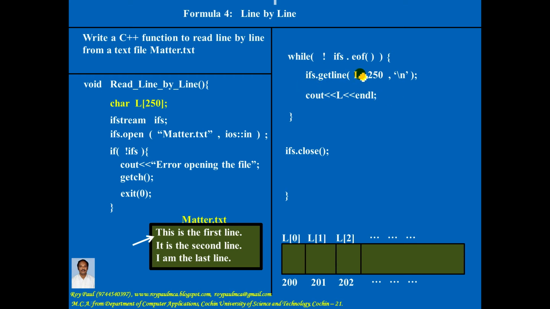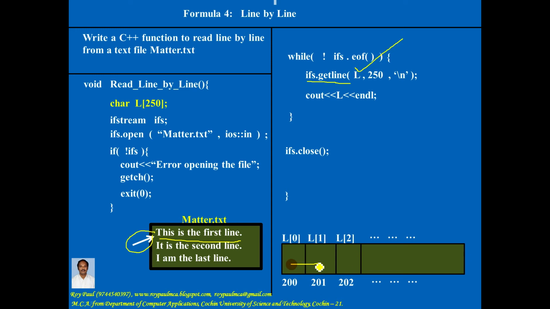ifs.getLine takes three arguments. Argument 1, the name of the character array where you plan to save each and every line. Second argument, the size of the character array, here 250, a sufficiently large size. And the third argument, the delimiter character. Now ifs.getLine does two things. One, from the current file pointer position, it reads one line and stores it in this character array L.